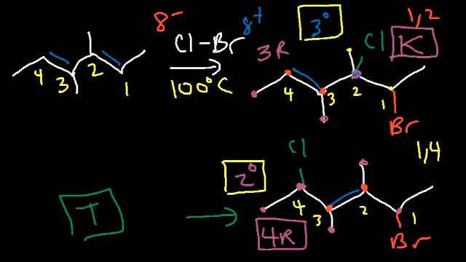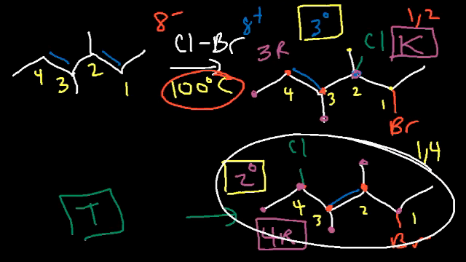So the temperature is 100. So that's relatively high. Room temperature is like 20-25. So therefore, at high temperature, the thermodynamic product will be the major product. So therefore, this is the answer.